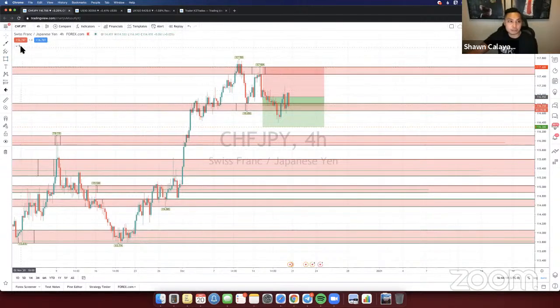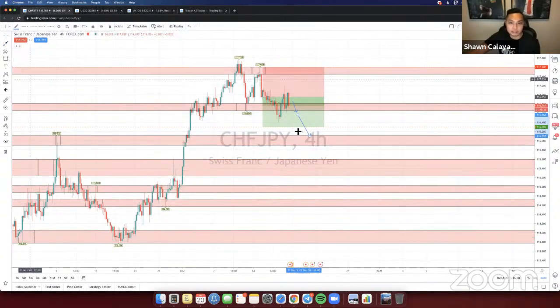So if price breaks this structure right here, so you can see price is attempting to break this structure. If it breaks and closes below it, then we can anticipate it to drop even further to test this next structure down here. And by the time that happens, it's going to hit our full TP right here for a gain of 65 pips. So this looks good if you guys are still holding my call from last week.